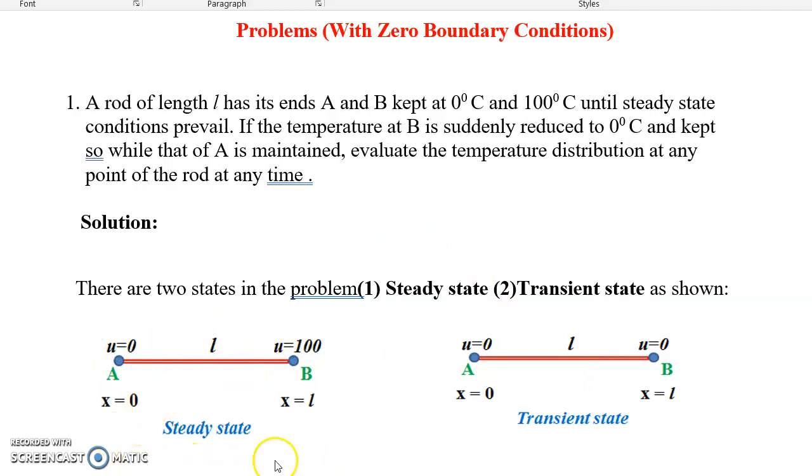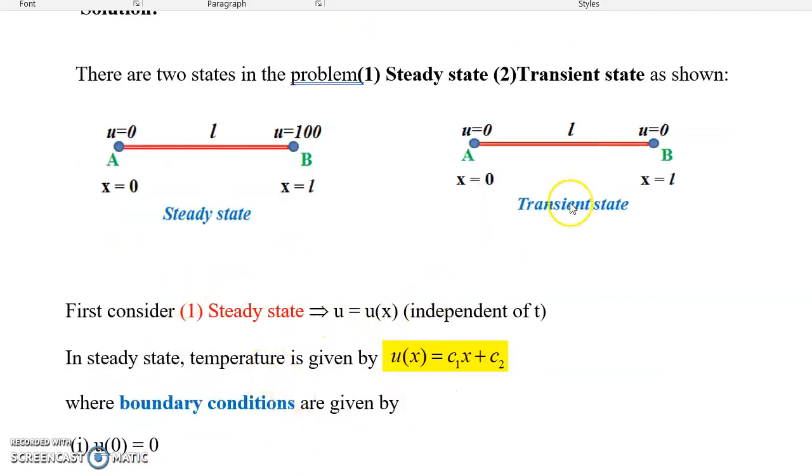This is steady state. Now after steady state, something happens. If the temperature at B is suddenly reduced to 0, B is reduced to 0 and kept so while that of A is maintained. So A is maintained, so here A is having zero temperature. In transient also it is having 0 temperature. This is the next state, which is called transient state or unsteady state. Steady state means the temperature will be only a function of x. It will not have time. But in transient state, U will be a function of both x and t.